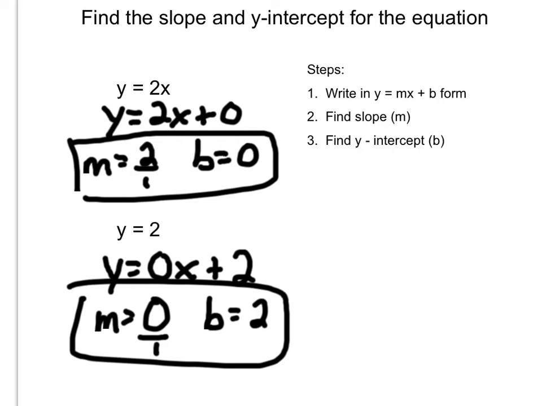So think to yourself, what kind of line is this? Well, we know y equals a constant is a horizontal line. It goes this way. And that should match up with our slope, because we know horizontal lines have a slope of 0. So that's a good self-check you can do.